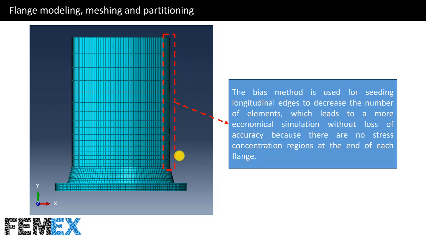And here, as you can see, near the bottom of the flange, we have smaller elements, but at the top of the flange, we have larger elements, because here we don't have any stress concentration, so we can use larger elements. And I have done this to have a more economical simulation without loss of accuracy.